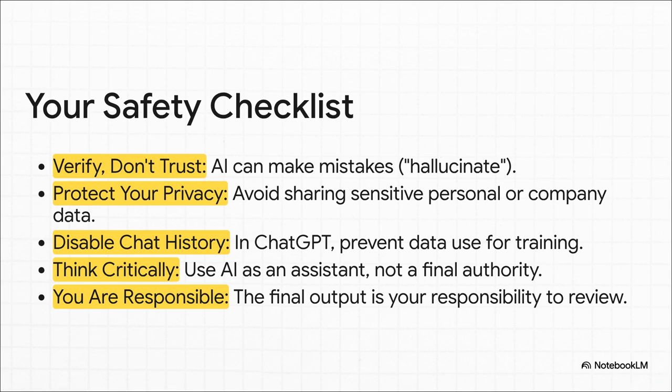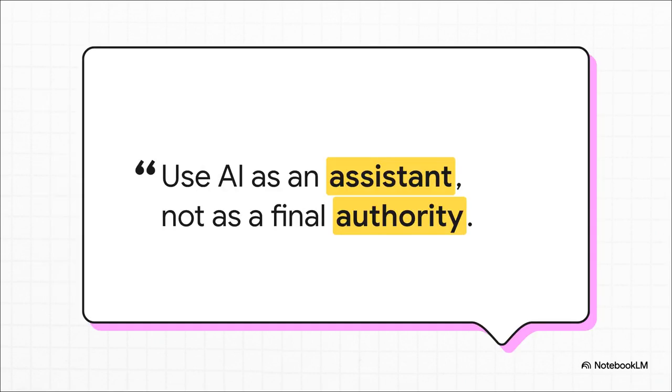And finally, these last two go hand in hand. Think critically and always remember that you are responsible. The AI is the assistant, but you're the one signing off on the work. You own it. And really, it all comes down to this single idea. If you take away just one thing today, let it be this quote right here. Use AI as an assistant, not as a final authority. It just perfectly captures the entire mindset of a savvy user. You're always in charge of the final judgment.